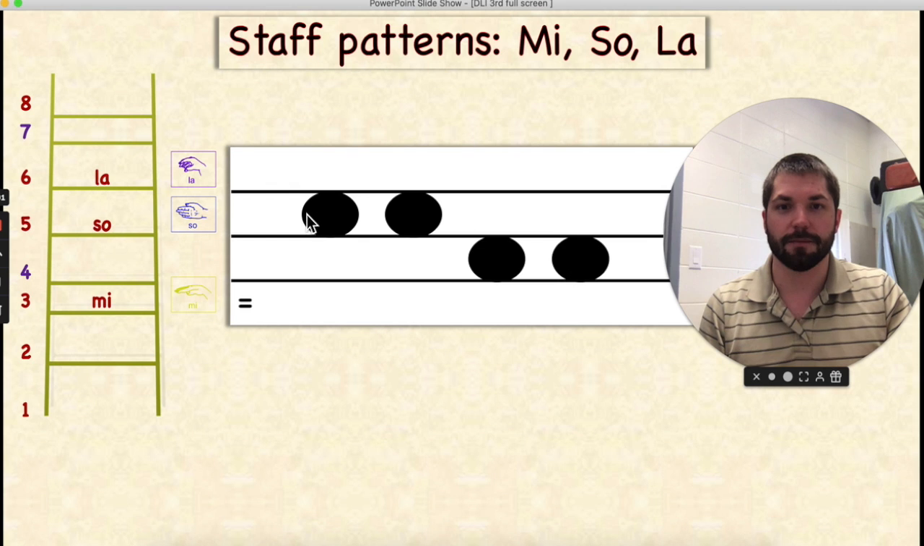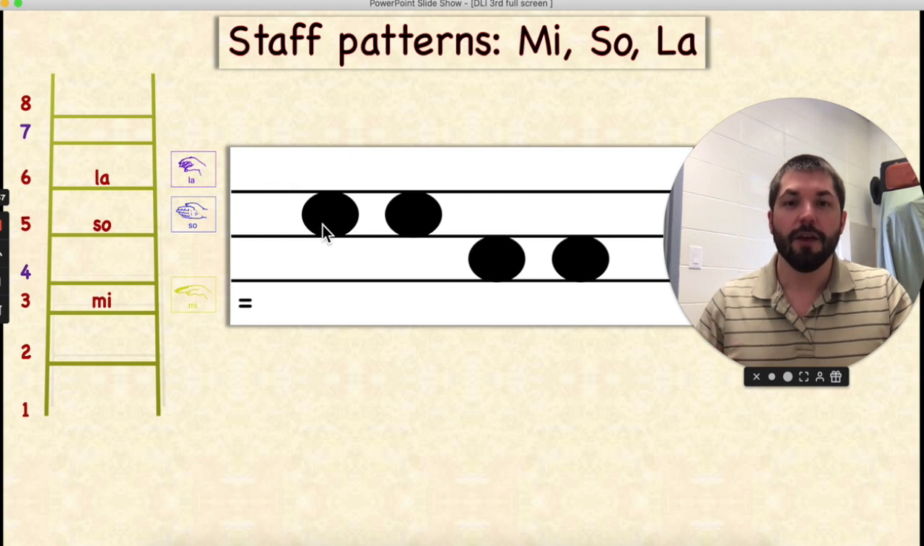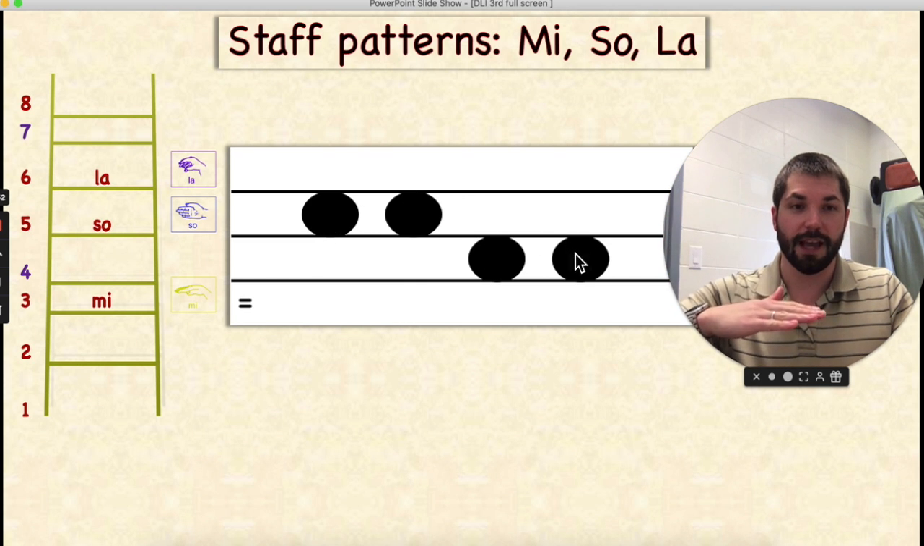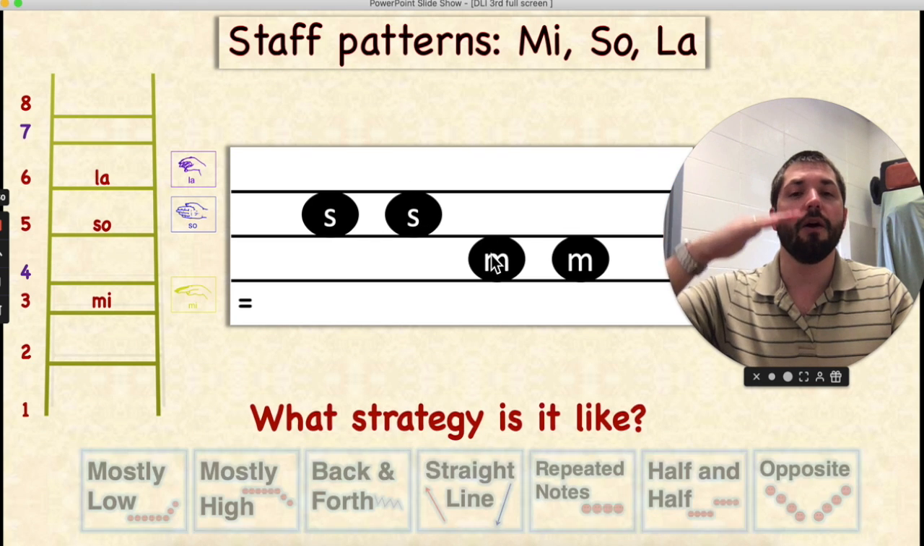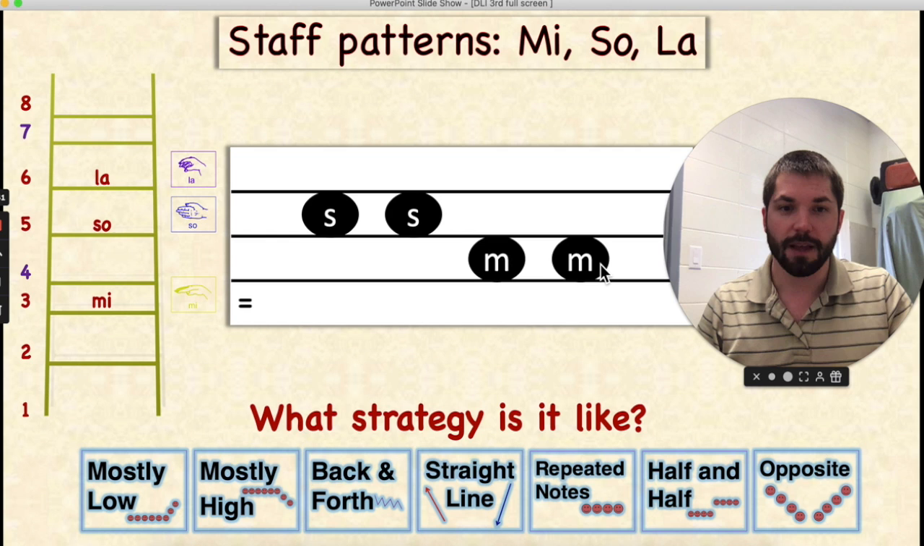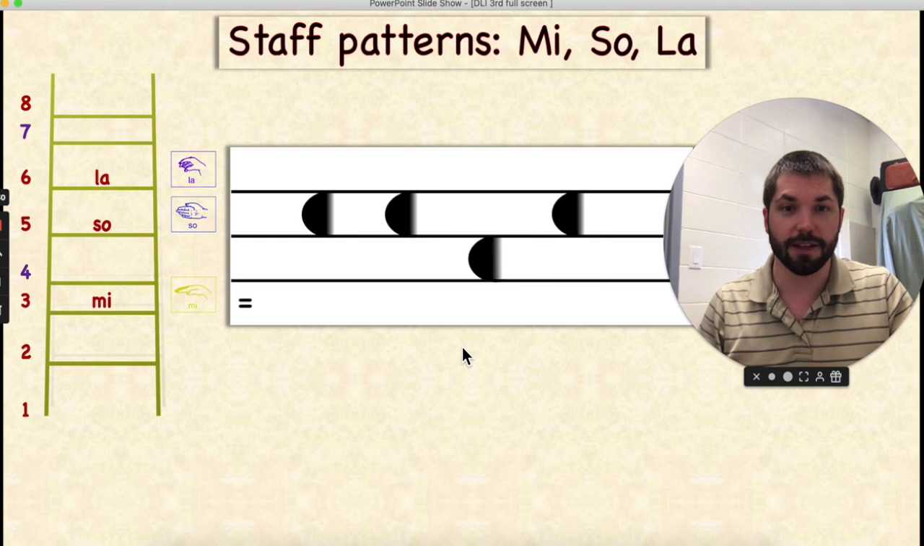All right, let's check out some others and see if we can figure out what strategy it is. Let's sing this one. Take a look at it. Think you know what it is? Ready, go. The answer was so, me. Okay, what strategy have we got for this one? It looks like there's 2 so's, then 2 me's. I think that one would be half and half. The first half is high, the second half is low. If you divide it in half, it's half and half. All right, let's keep looking.